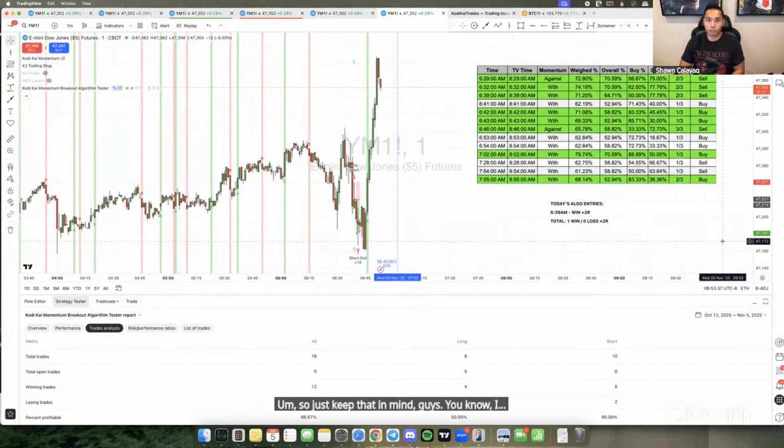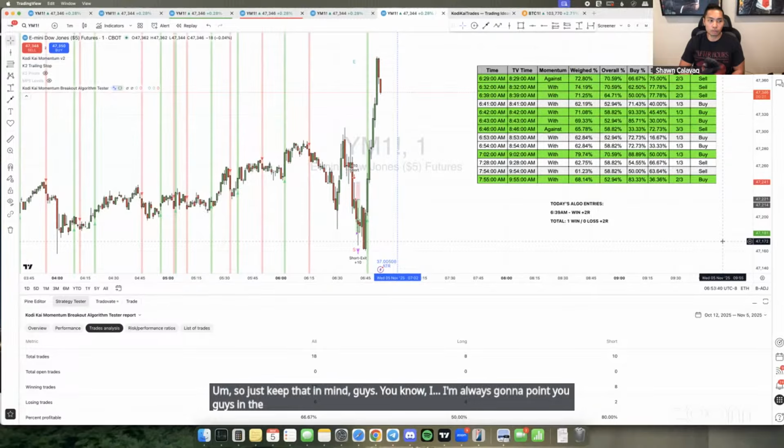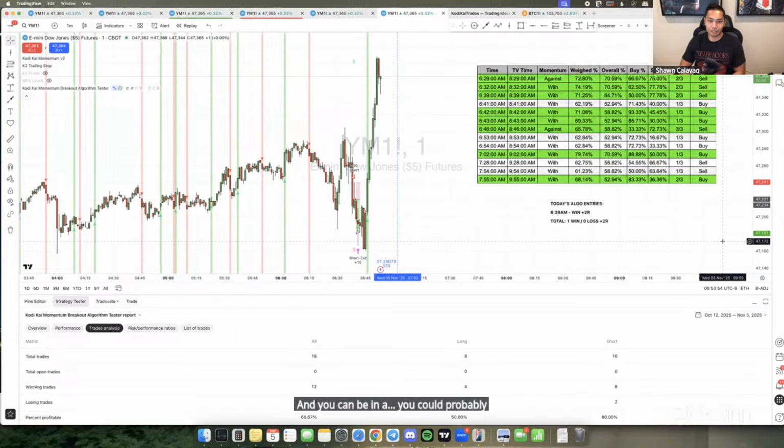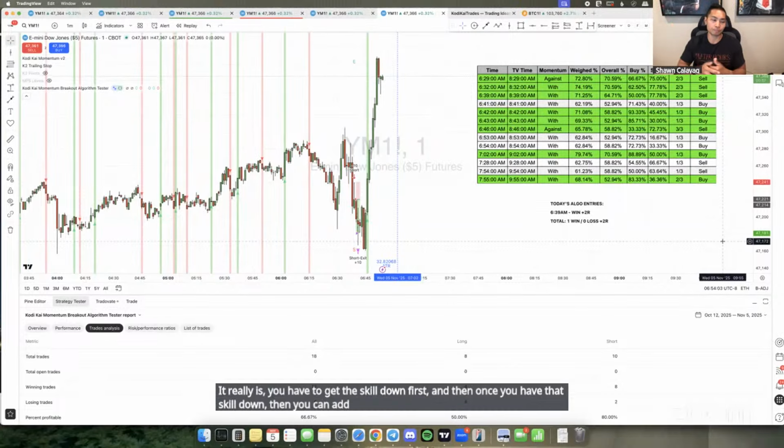I'm always going to point you guys in the direction to make you a consistently profitable trader. I might not point you in a direction to be super, super profitable, right? I'm not going to point you in a direction to be a millionaire by tomorrow, but I'm going to point you in a direction where you're not going to blow your account. And you could probably be a millionaire over a time period, right? You have to get the skill down first, and then once you have that skill down, then you can add size to it, right?